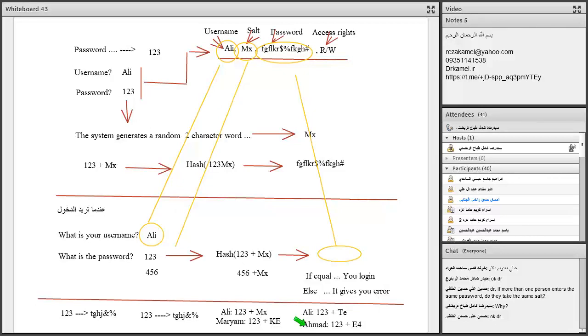So if you look at the encrypted passwords of Ali at different times, and the encrypted passwords of Maryam and Ahmad in the file, because you have access to this file, you cannot see 1 2 3, but you can see the hash of the password. If you look at the file, you cannot guess that this is 1 2 3 and this is 1 2 3. It's different. And now we talk about dictionary attack and brute force attack. I will go to the next slide.